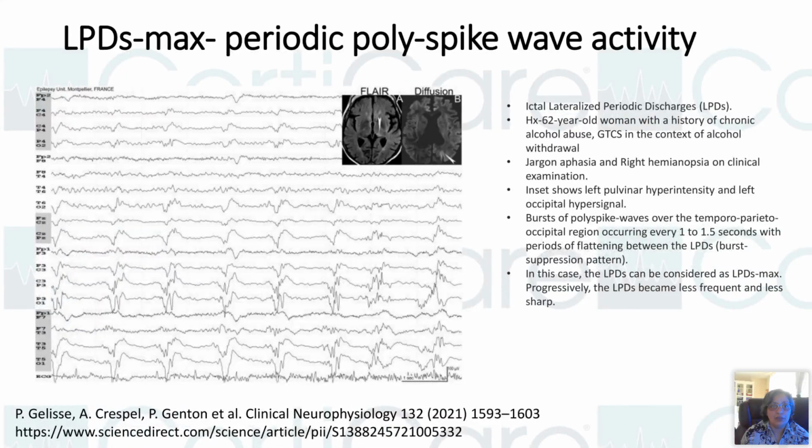So here is an example of LPDs max of periodic polyspike wave activity. This is a 62-year-old woman with a history of chronic alcohol abuse. This image is taken from the paper referenced at the bottom here. Patient had right hemianopsia, aphasia, and the imaging study shows the hypersignal at the occipital. If you look at the EEG here, the discharges are maximal at the posterior half of the head, not in the frontal lobe. So these are categorized as LPDs max.